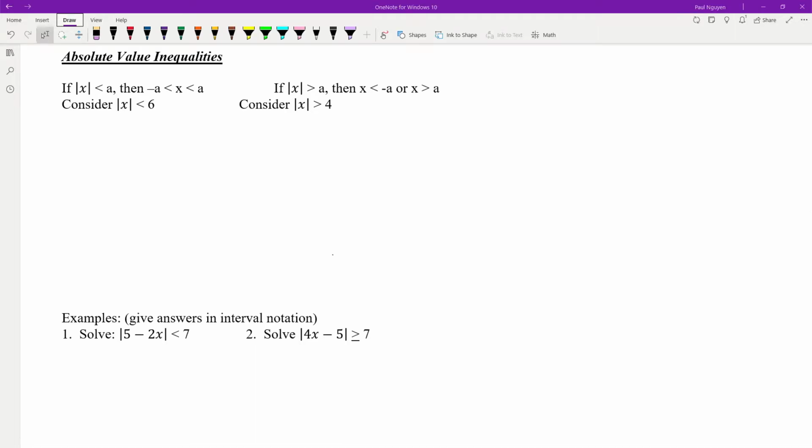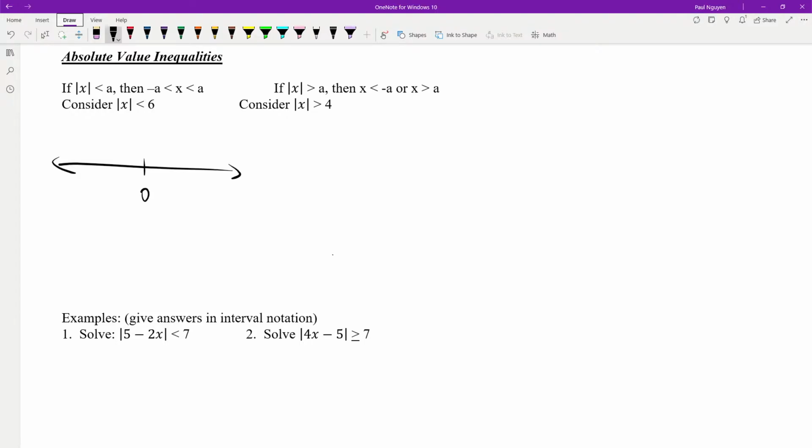So let's talk about how we solve absolute value inequalities. If the absolute value of x is less than a, then that means x is between negative a and a. Let's consider if the absolute value of x is less than 6. So when is that true? What x's satisfy this? What numbers have absolute value less than 6?